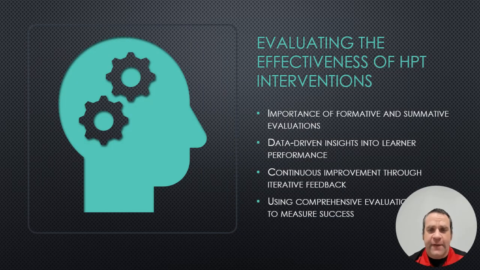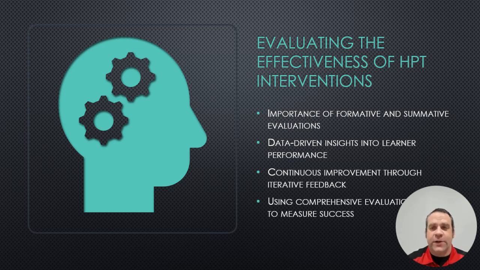So once again, the evaluation aspect of HPT is one of the most crucial elements. It's not enough to simply design and implement interventions. We need to continuously evaluate their effectiveness, right? To ensure that they're meeting the intended outcomes. So evaluating interventions helps us understand what's working, what's not, and what adjustments need to be made. There are two primary types of evaluations in HPT. You have formative and summative.